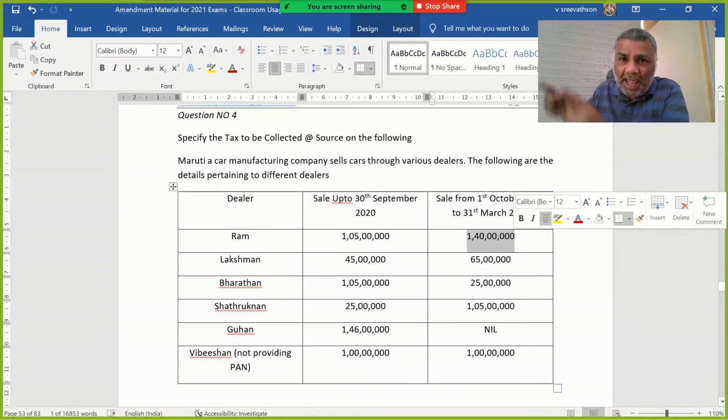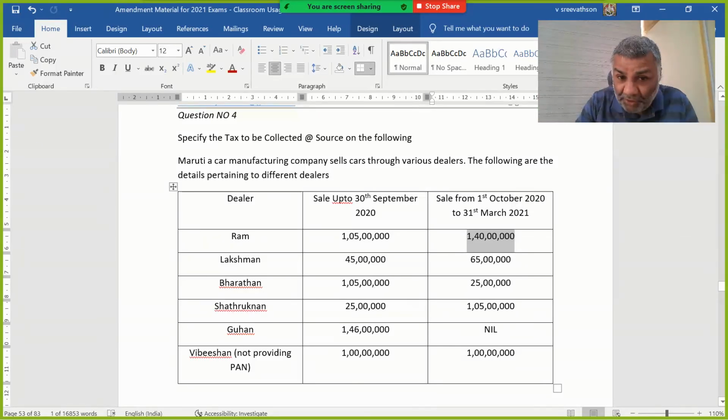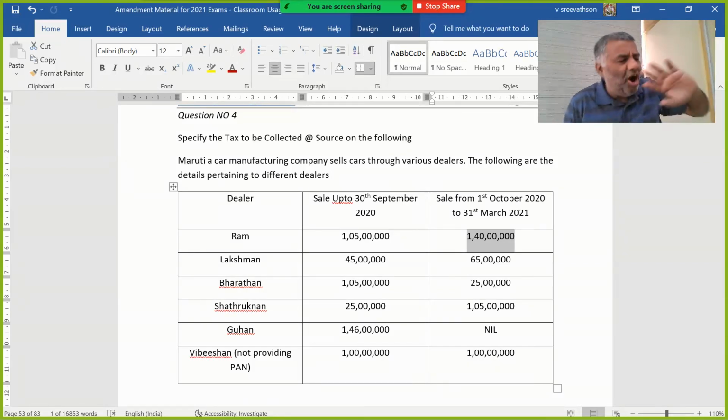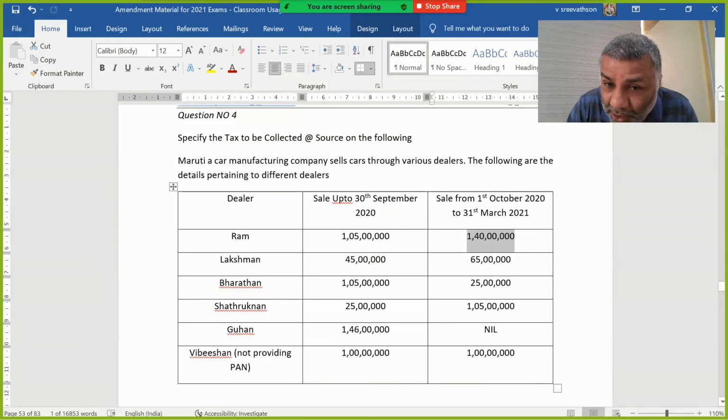0.1% is only on 1 crore 40 lakhs. In the 55 lakhs, why am I saying 55 lakhs? On the amount that has already exceeded 50 lakhs, there is 55 lakhs on which TCS is not applicable. But from 1st of October, right from rupee 1 you receive, it is applicable. So this 1 crore 40 lakhs is only liable for TCS.